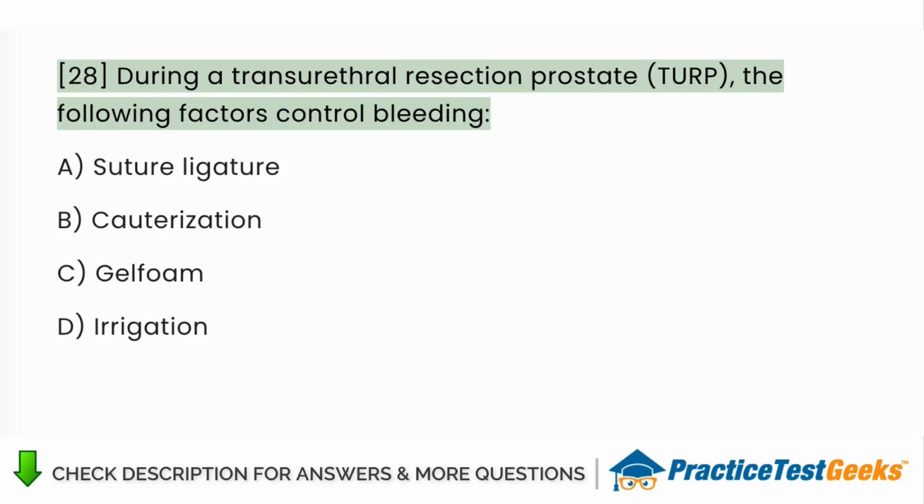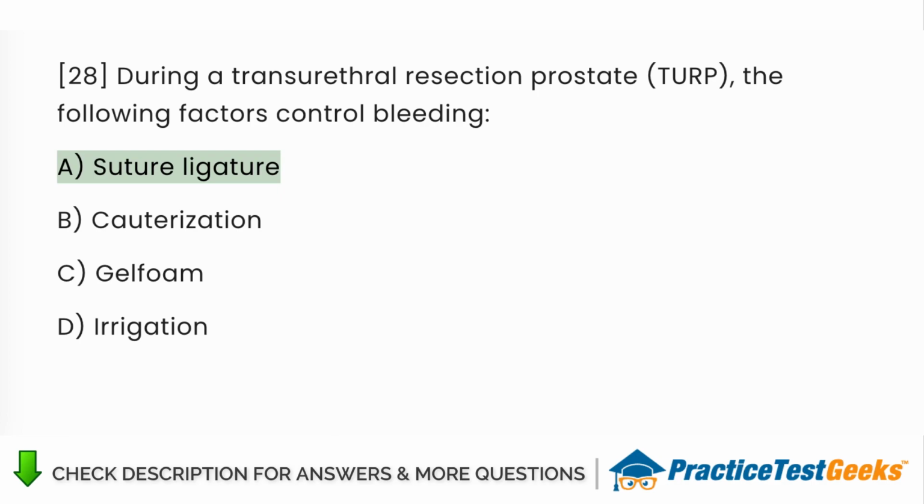During a transurethral resection prostate, the following factors control bleeding. A. Suture ligature. B. Cauterization. C. Gel foam. D. Irrigation.